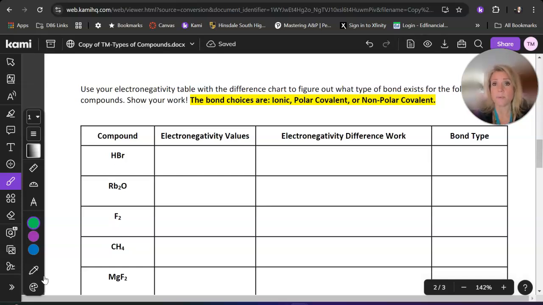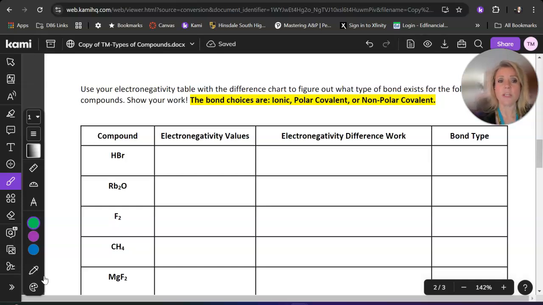In a polar covalent bond, the electrons are shared, but they spend more time around one atom than the other. In a non-polar covalent bond, the electrons are shared equally between two atoms. This would be like if you had a candy bar, you split it right down the middle, and you and your friend got an equal size of the candy bar to enjoy. So that's what a non-polar covalent bond is, when electrons are shared evenly between two atoms.